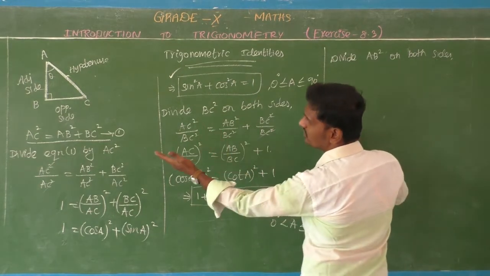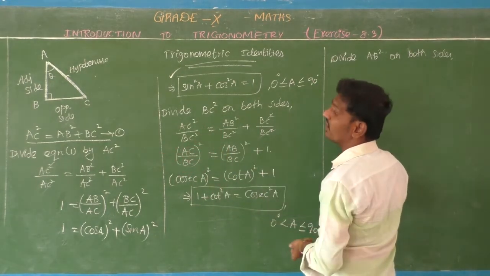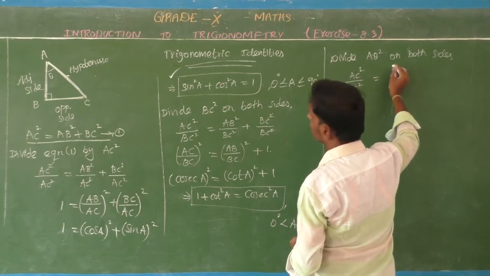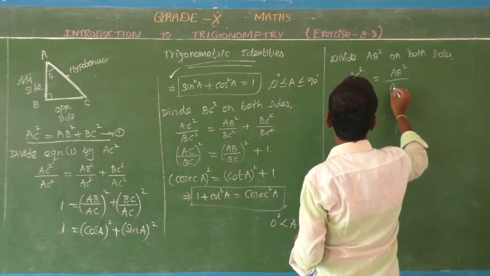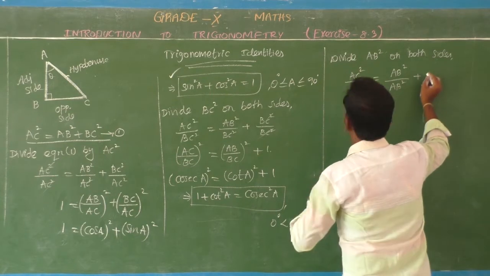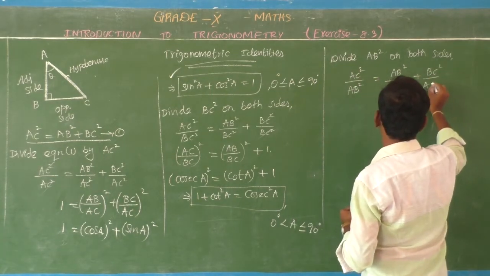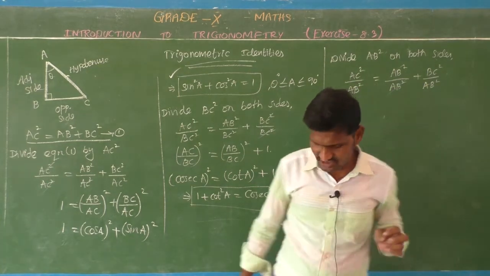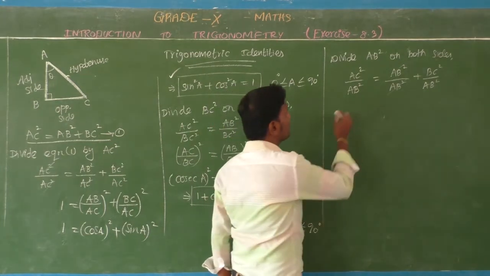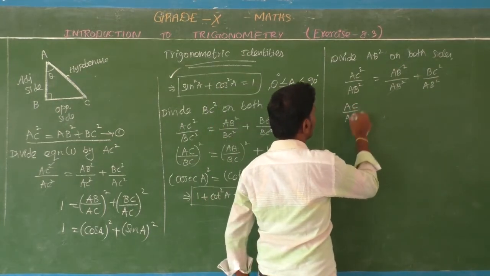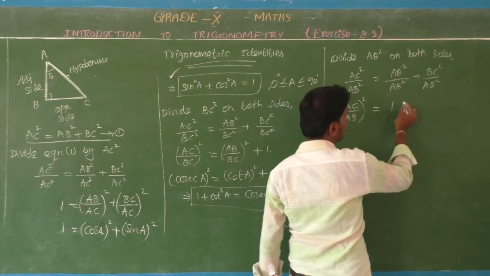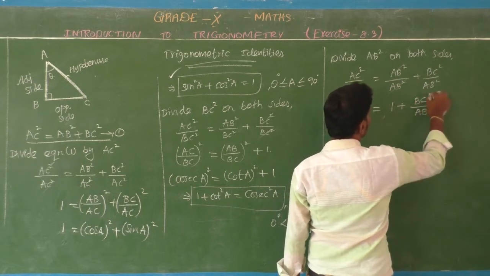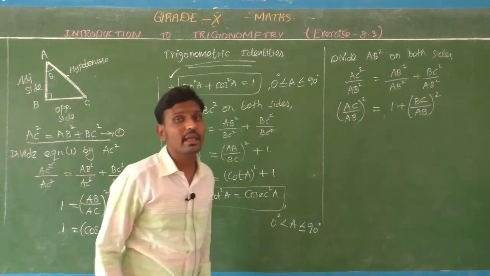See, what is your Pythagoras theorem? AC square equals AB square plus BC square. So AC square by AB square equals AB square by AB square plus BC square by AB square. Here AB square will be cancelled. AC square by AB square means AC by AB the whole square, which is equal to 1 plus BC by AB the whole square.